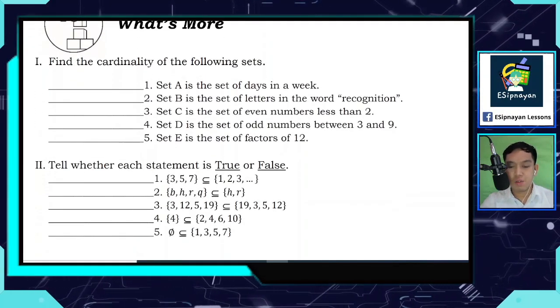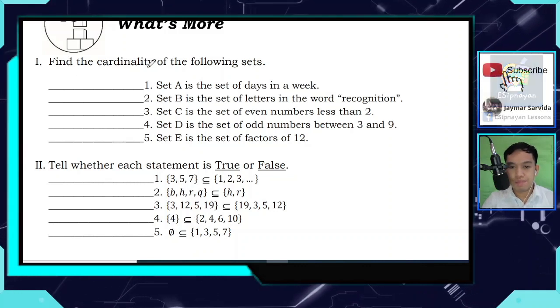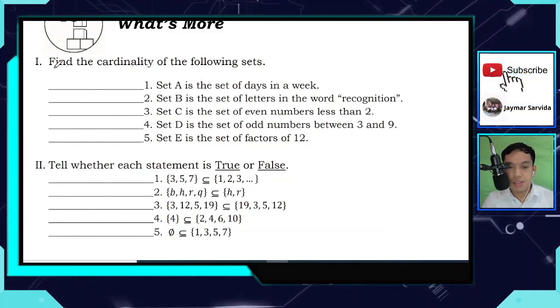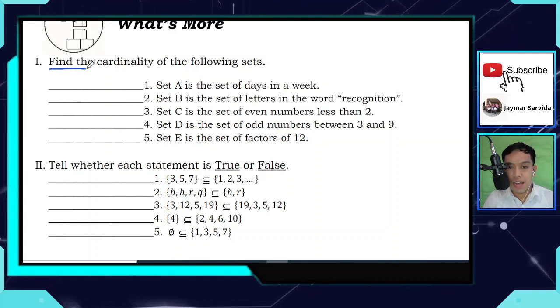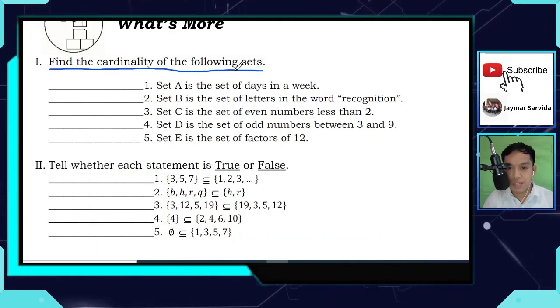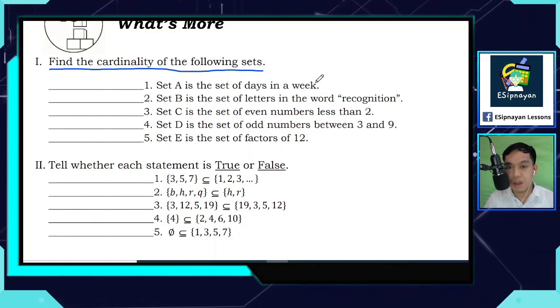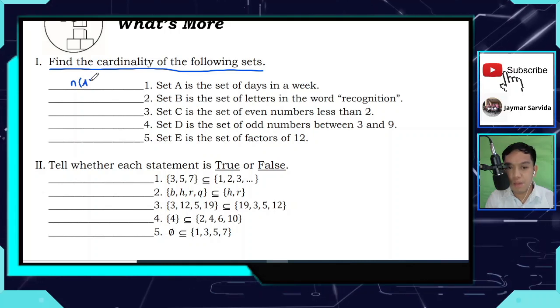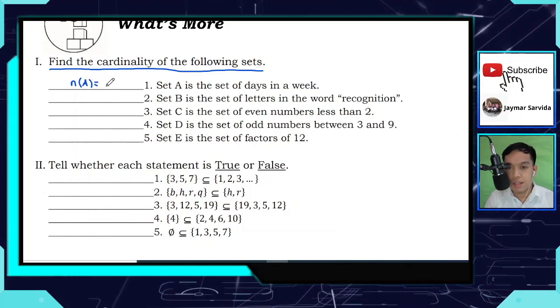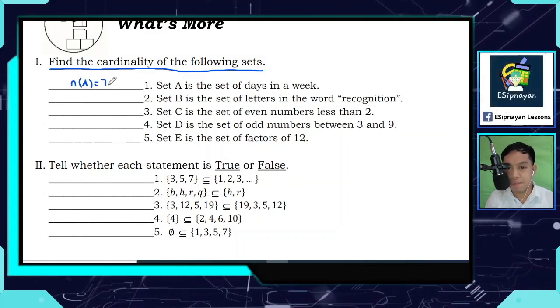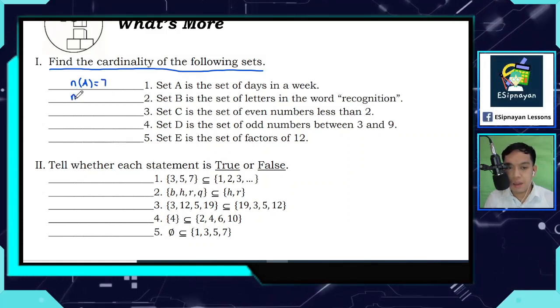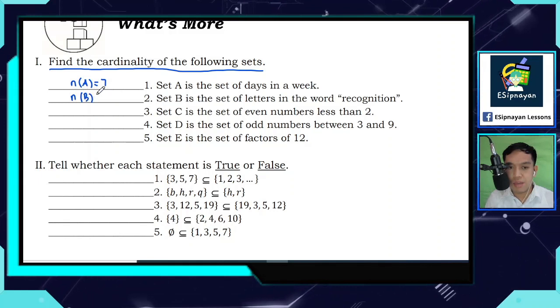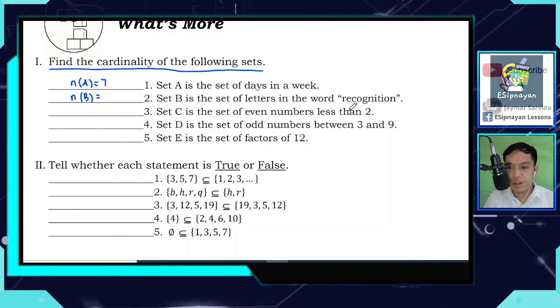Sagutan natin ito class, itong what's more. Okay, number 1. Find the cardinality of the following sets. Set A is the set of days in a week. Okay, so what is the cardinality ni A? Again, pag isusulat natin siya in symbol, N of A. Ibig sabihin yan, number of elements in set A. So, ilan ba lahat ang days natin in a week? 7.